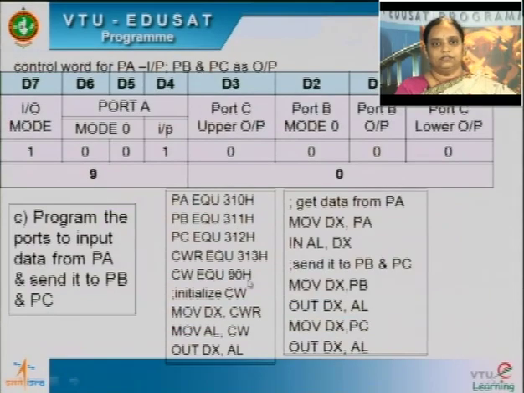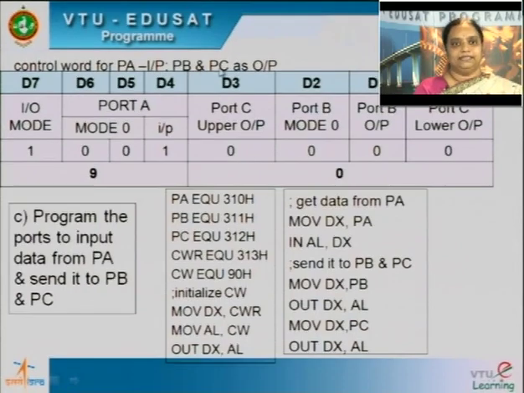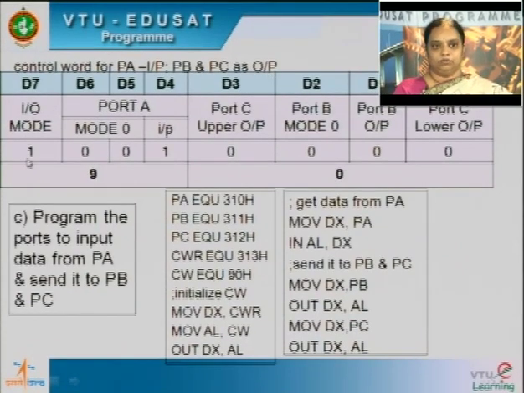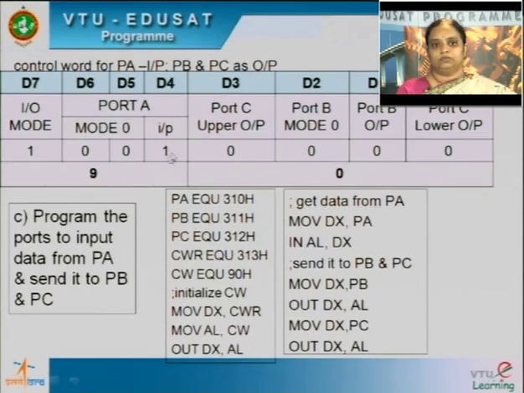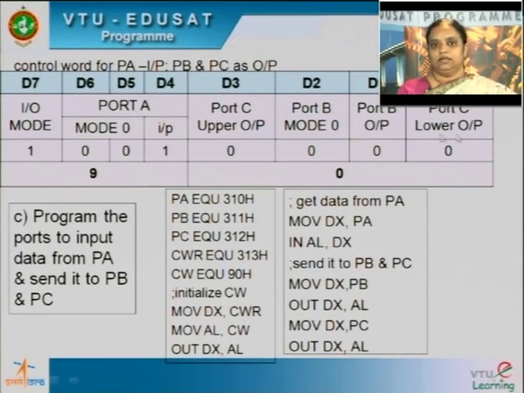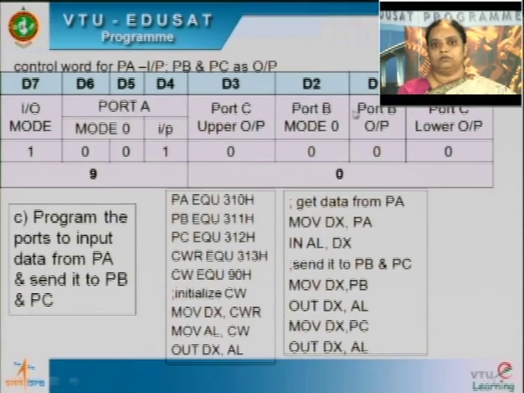Then we have to find the control word. So the control word is for port A as input, port B and C as output. So once again D7 is the IO mode bit, so it is 1. Port A mode 0, 0, 0. It's input, so it is 1, then port C upper output, so it is 0, and so on. Port B mode 0 and output, and port C lower output. So the third part is program the ports to get the data from port A and send it to port B and C. And so this remains the same.